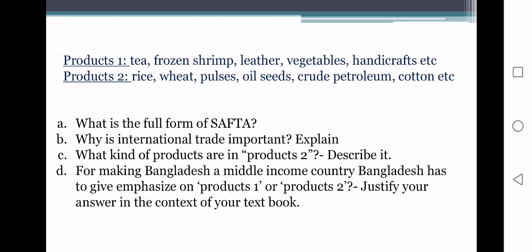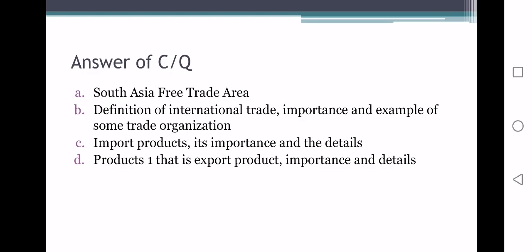So let's solve the questions now. The first question has already been solved, and that is, the full form of SAFTA is South Asian Free Trade Area.